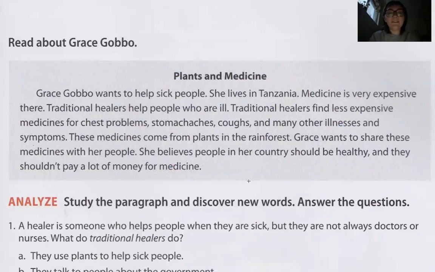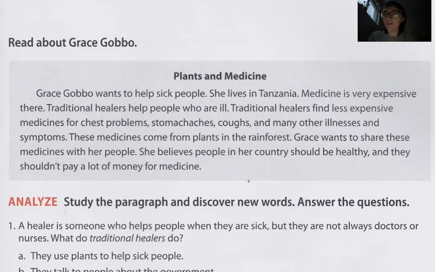Grace Gobo wants to help sick people. She lives in Tanzania. Medicine is very expensive there. Traditional healers help people who are ill. Traditional healers find less expensive medicines for chest problems, stomach aches, coughs, and many other illnesses and symptoms. These medicines come from plants in the rainforest. Grace wants to share these medicines with her people. She believes people in her country should be healthy and they shouldn't pay a lot of money for medicine.